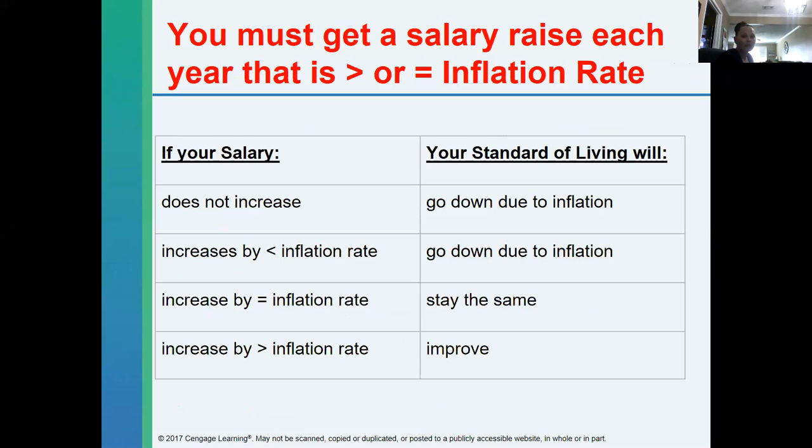So you have to get a salary raise each year that's greater than or equal to the inflation rate if you don't want your standard of living to go down. So if your salary doesn't change or the increase is less than the inflation rate, your standard of living will go down. You lose purchasing power. You can't buy as much stuff. If your salary increases by the inflation rate, you get a COLA, cost of living adjustment. Your standard of living would stay the exact same. And finally, if your salary increases by more than the inflation rate, your standard of living will improve. You have more purchasing power then.